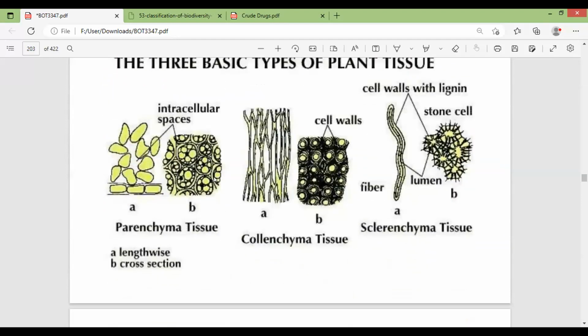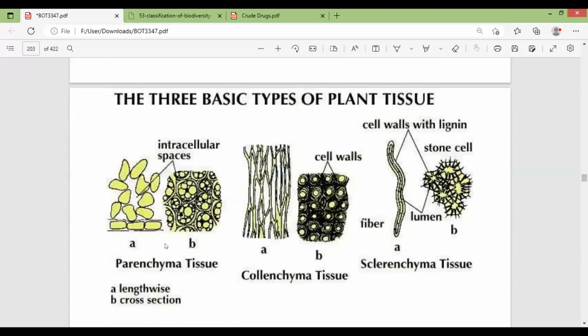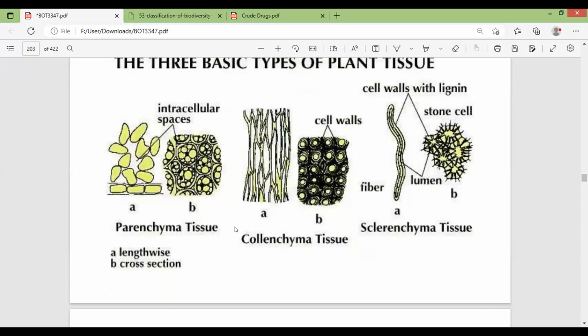So these are the three basic types of plant tissue. We have the parenchyma, right? Here the major thing is storage of food, characterized by the large vacuoles. Then we have collenchyma, we said structure and support. Sclerenchyma, we said structure and support, and also transport of water and nutrients. These are the three basic types of plant tissue that you need to recall: parenchyma, collenchyma, and sclerenchyma.